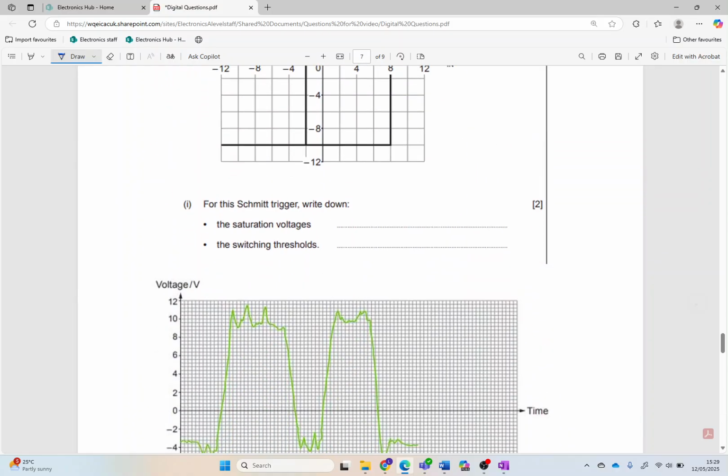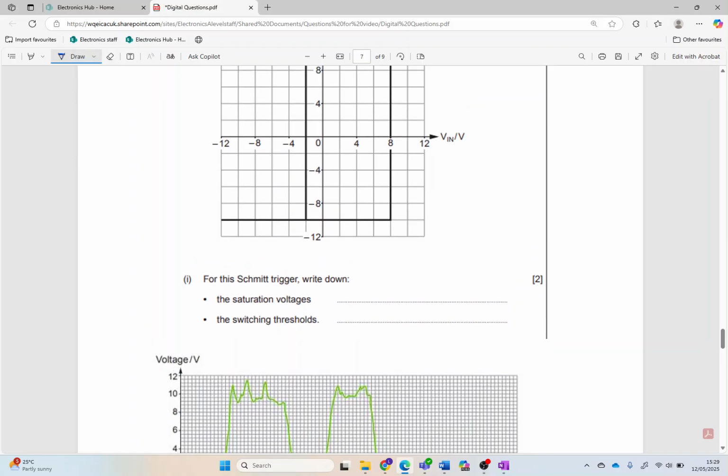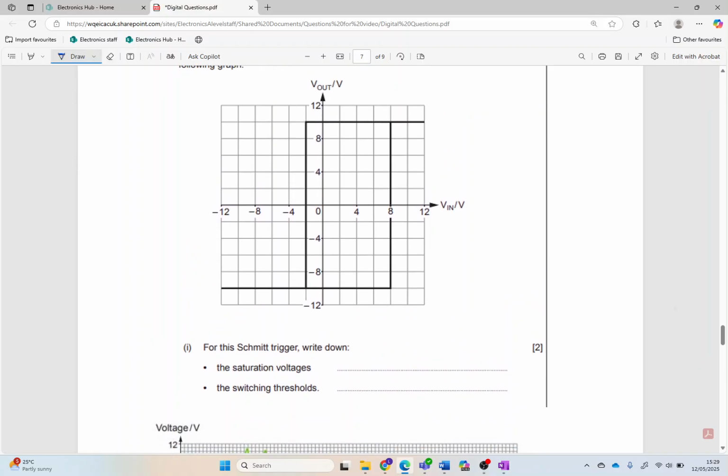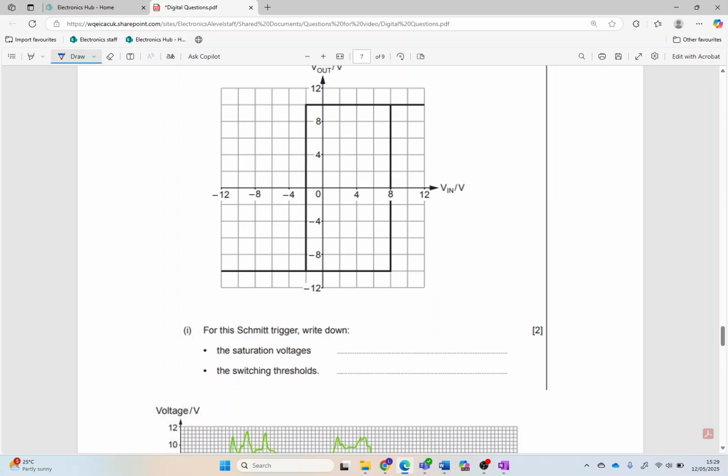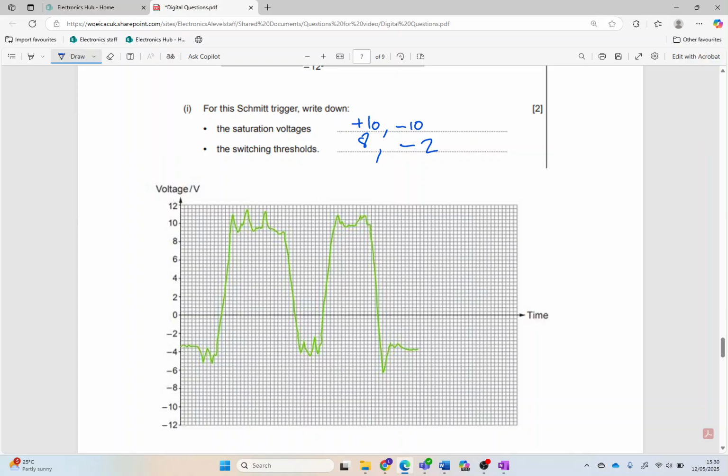Right, we're on the home straight now, looking at Schmitt triggers. If that's our hysteresis loop for a Schmitt trigger, we've got saturation points here at plus 10 volts and minus 10 volts. Switching thresholds, the upper threshold there is at 8 volts and the lower threshold there is at minus 2. I just inserted a quick sketch diagram so you can see how that would look if we applied it to this.